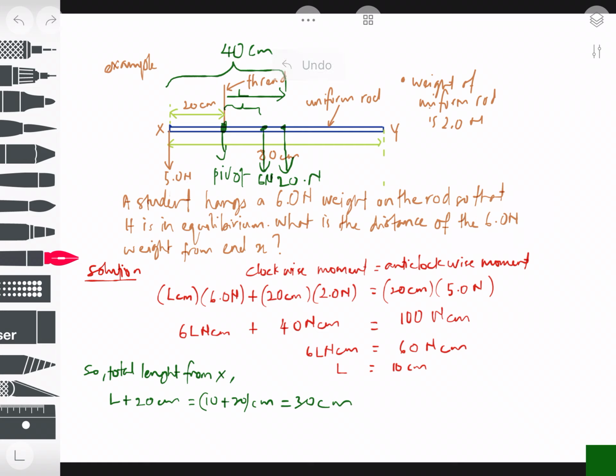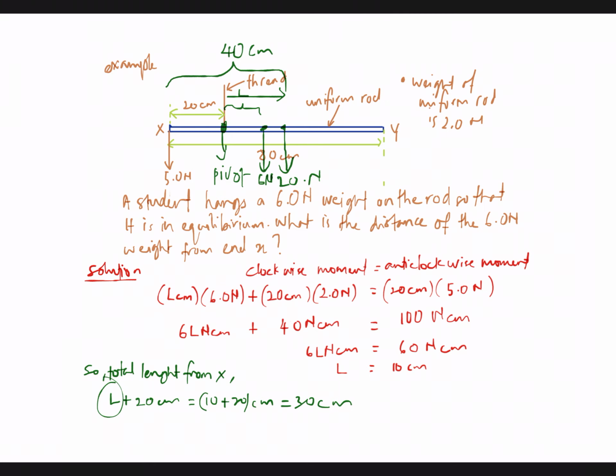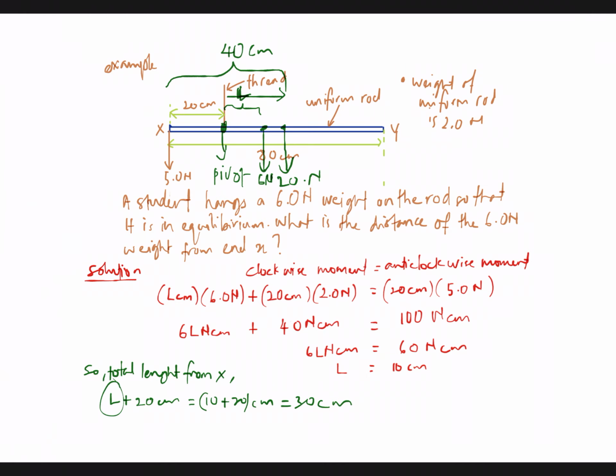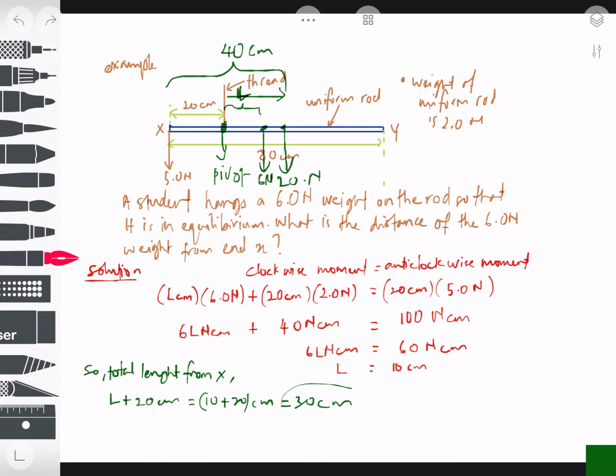So this distance is 10 centimeter, but the question here is, what is the distance of the 6 Newton weight from X? Okay, from X, it means from here. So you need to find the distance of this one and this one. So you have 20 plus L. Okay, L is here. So L plus 20, so you have 30 centimeters. So this is the answer.